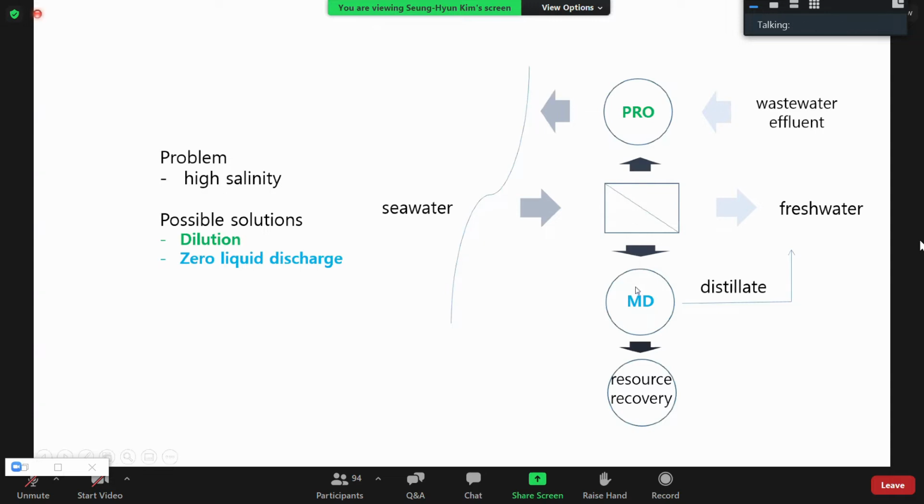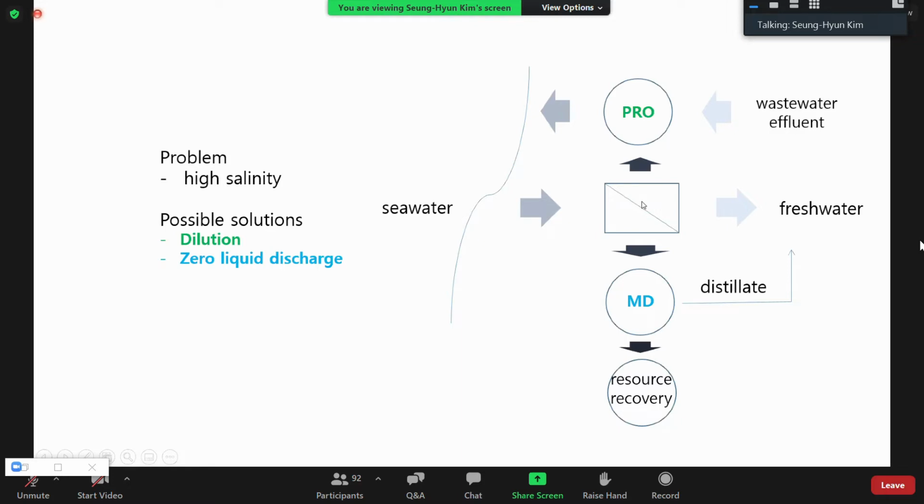And down here, you squeeze the RO brine further and produce distillate and more concentrated MD brine. It's very good for resource recovery. So when you look at these two alternatives, you can find the two key technologies are membrane distillation and pressure-retarded osmosis.